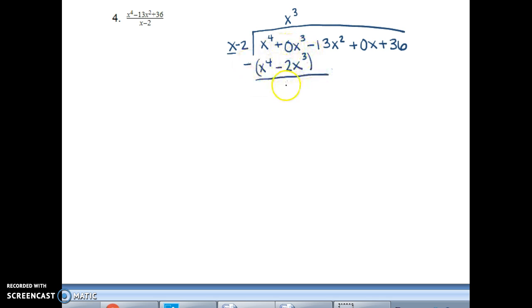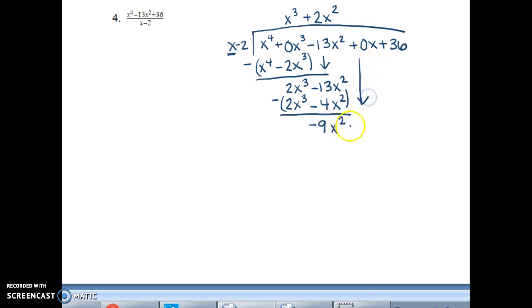0 minus a negative 2 is actually a positive 2x cubed. You bring down the next term, which is a negative 13x squared. How do you make an x become a 2x cubed? We need a positive 2 and an x squared, so that you get your 2x cubed. 2x squared times a negative 2 is minus 4x squared, and you subtract. These cancel. Negative 13 minus a negative 4 is actually a plus 4, so you get a negative 9x squared.